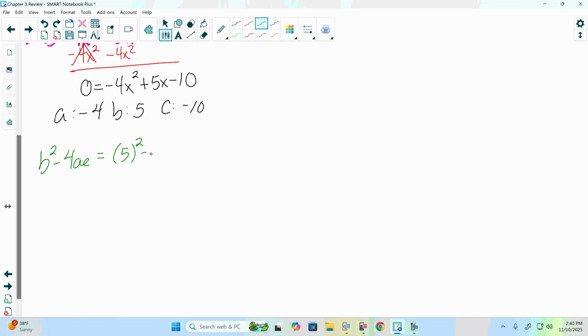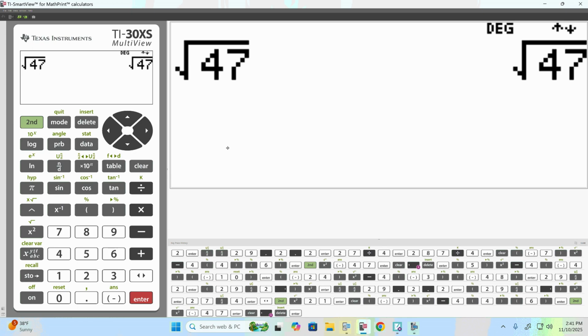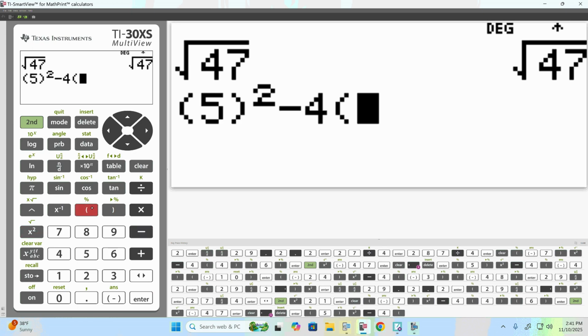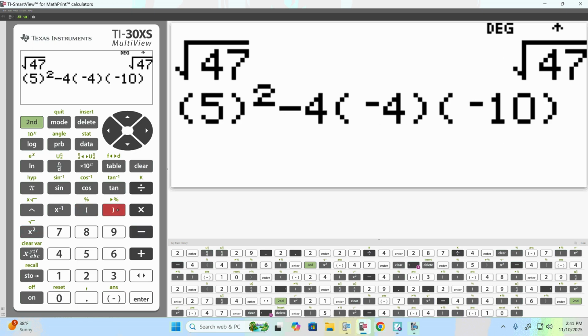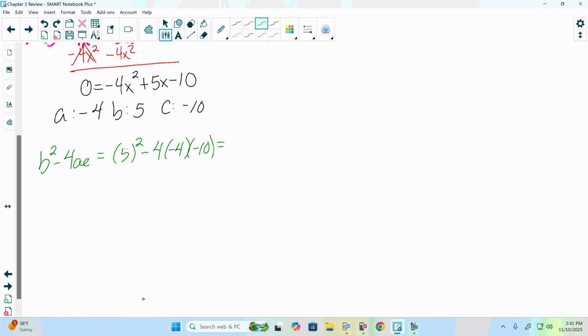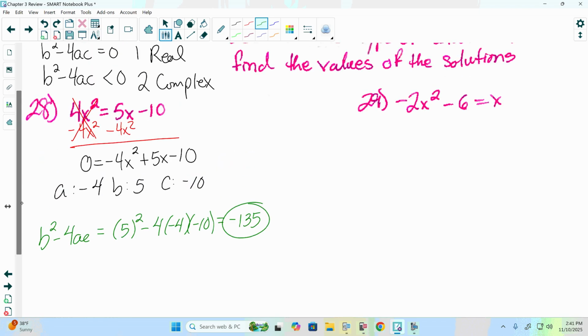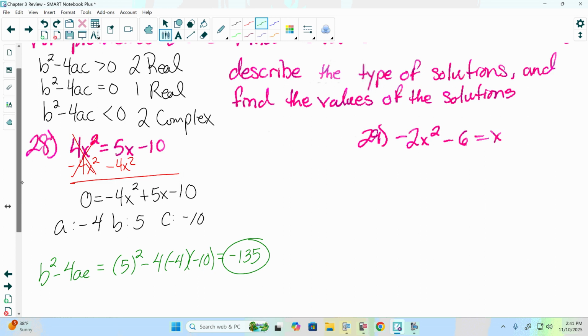Now we want to find b squared minus 4ac. So we're going to plug 5 in for b, negative 4 in for a, and negative 10 in for c, giving us 5 squared minus 4 times negative 4 times negative 10. At this point here, I would just grab a calculator. 5 squared minus 4 times negative 4 times negative 10, which is negative 135. And that's the first part of our answer.